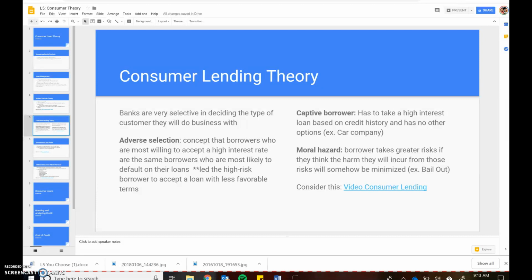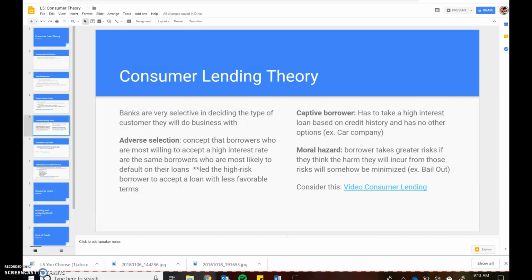Another example is some segments of borrowers are more likely to prefer one type of lender to another. For example, if a car company has a lower loan qualification standard than a bank, then a consumer with a relatively weak credit history might opt for auto financing from a car company. Because it is easy for a consumer with a weak credit history to obtain a loan from the car company, the consumer is a captive borrower relative to the car financing company.